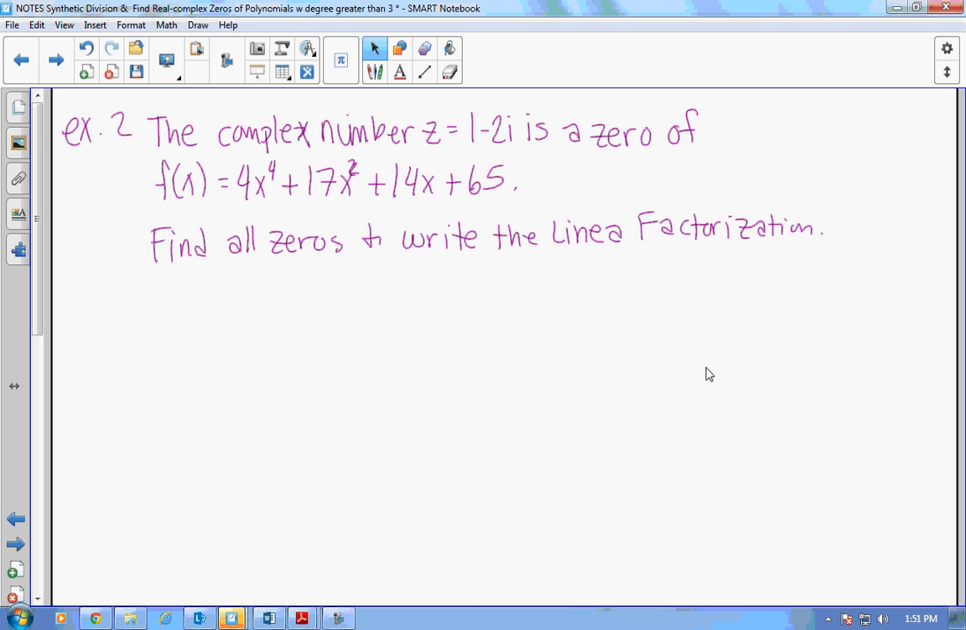The complex number z, remember we called z complex number before? 1 minus 2i is a 0, or an x-intercept, of this function. Right? Find all zeros and write the linear factorization. This time they gave us one helpful hint.